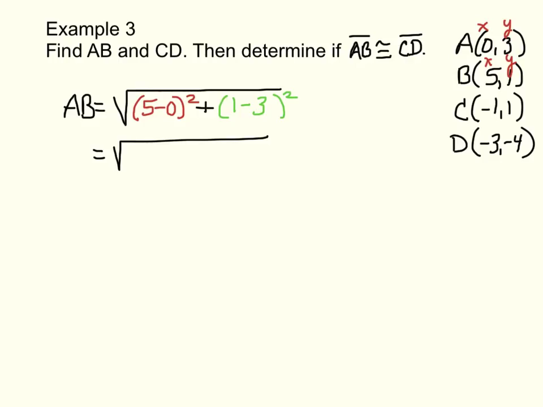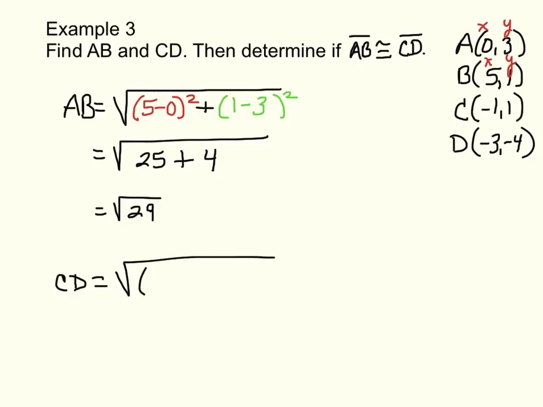So we have 5 minus 0 squared, that gives us 25, plus 1 minus 3, that's negative 2 squared, which is 4. So we get the distance as the square root of 29. So now let's find CD.